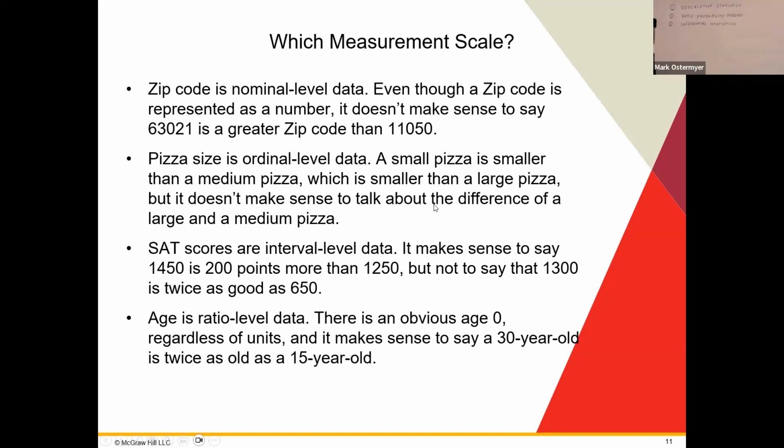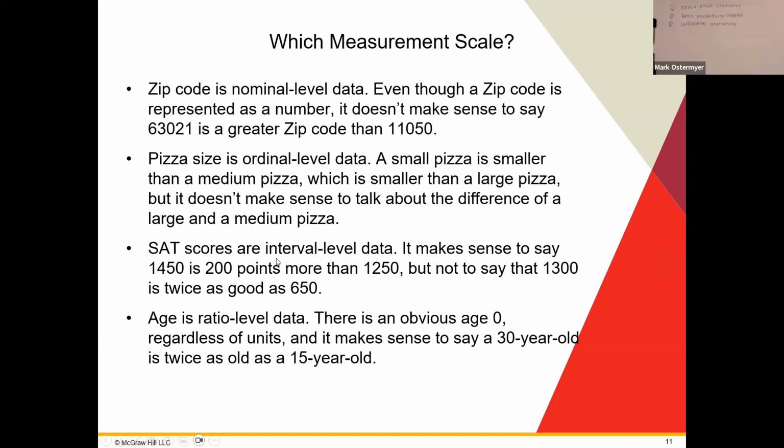Pizza size. Do you think that is nominal, ordinal, interval, or ratio? Pizza size. Can you at least order pizza sizes? Small, medium, and large? Yes, you can. Order does have meaning. Can you actually compute the numerical difference between a large and a medium pizza? No. I don't know what that even means. I never heard of such a thing. So it's probably at best nominal. You can order it, correct? Order has meaning. So I would probably stop short in saying it's ordinal level of data. That's about it. How about SAT scores?